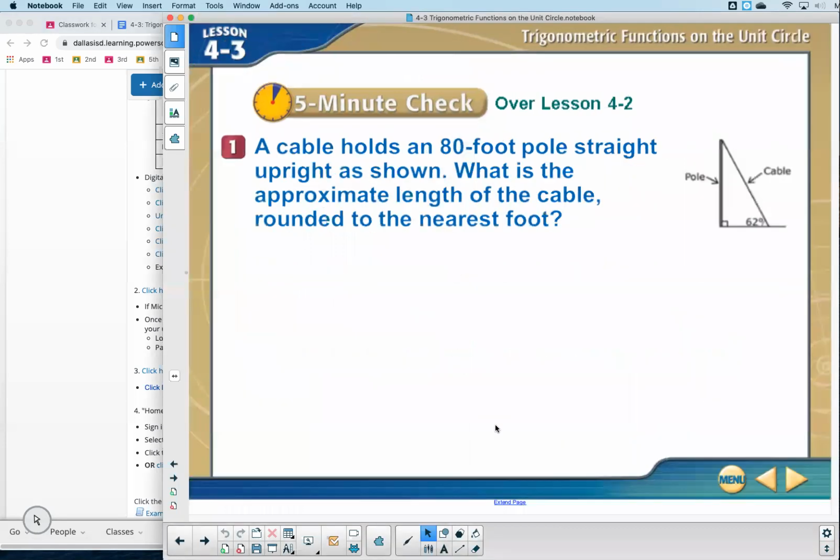So I'm going to take a look at number 1 here. It says a cable holds an 80-foot pole straight upright as shown. What is the approximate length of the cable rounded to the nearest foot? Okay, so remember the first 2 steps, anytime you're looking at a triangle here, the first step is to make sure your triangle is turned the correct way for us. And the rule was that the angles need to be on the x-axis. Angles on x-axis. Are my angles on the x-axis in this diagram? Yes. So we had the 90 degree and the 62.